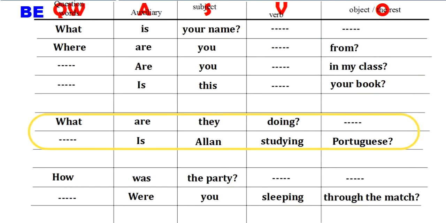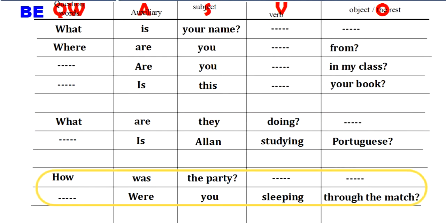In these 2 examples, we're looking at the present continuous. So here the verb to be is in fact a true auxiliary. It takes the auxiliary position as always, and in the verb column we see an ing verb. Because it's continuous, it takes the present participle, the ing form.